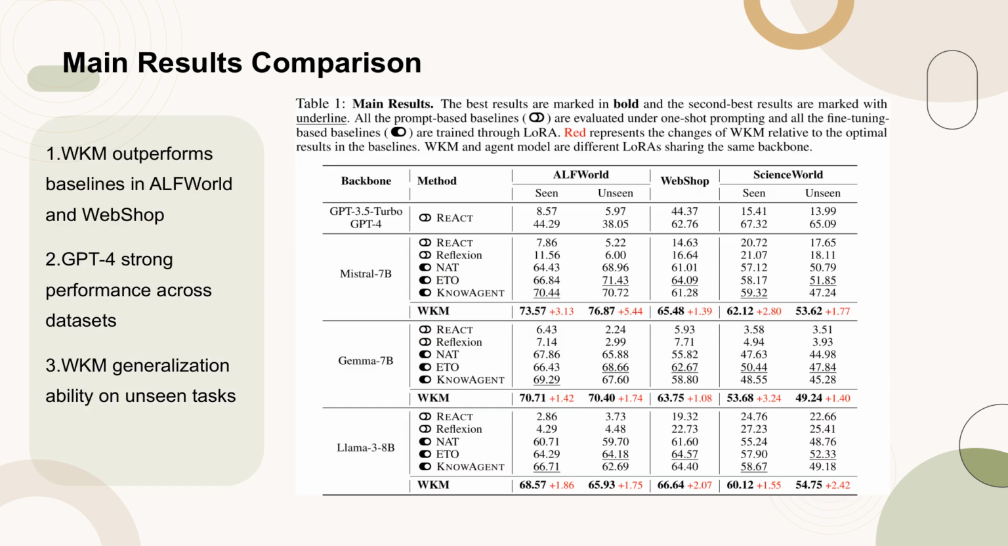Table 1 presents the main results of various methods across different datasets. The best results are highlighted in bold, with the second best underlined. All prompt-based baselines are evaluated under one-shot prompting, while fine-tuning-based baselines are trained through LoRA. The red color indicates changes in WKM results relative to the optimal baselines. Notably, WKM demonstrates superior performance in ALFWorld and WebShop, surpassing even GPT-4 in some cases. GPT-4 shows robust performance across multiple datasets, but WKM's ability to generalize to unseen tasks is particularly noteworthy.